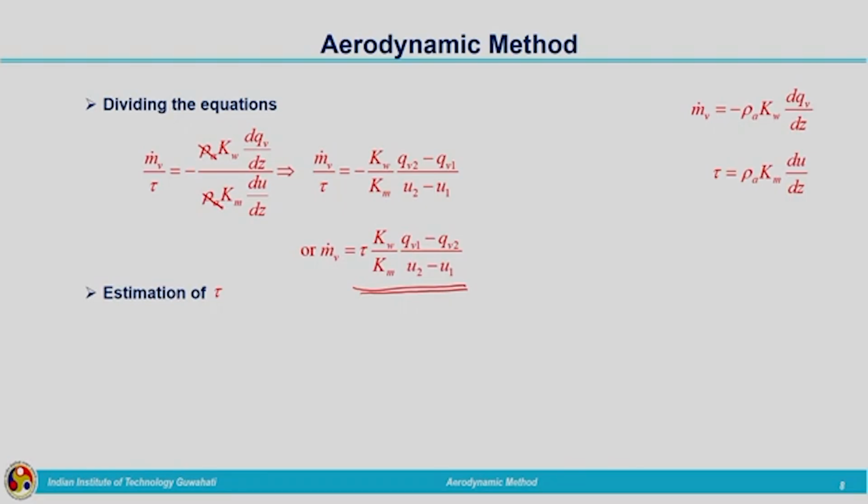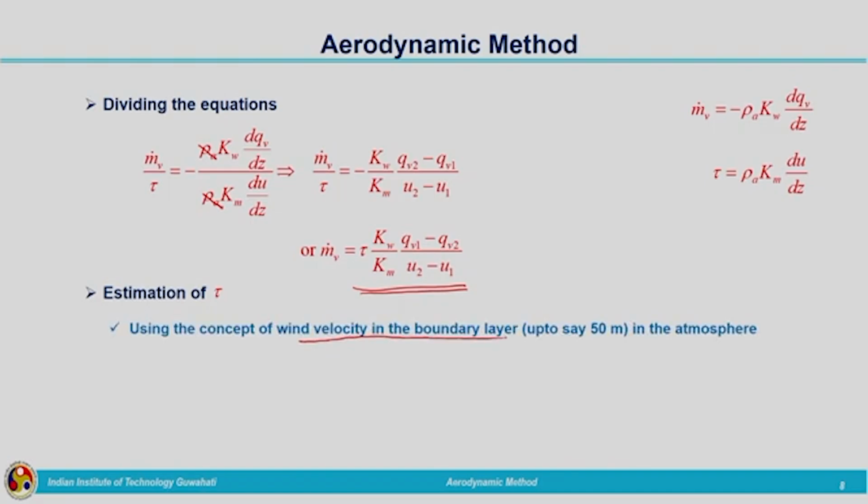Momentum flux is related to the wind velocity gradient, that you have to keep in mind, and we use the concept of wind velocity in the boundary layer. In fluid mechanics, you might have studied the boundary layer concepts. Here we are going to make use of that concept related to wind velocity in the boundary layer, almost up to 50 meters in the atmosphere.